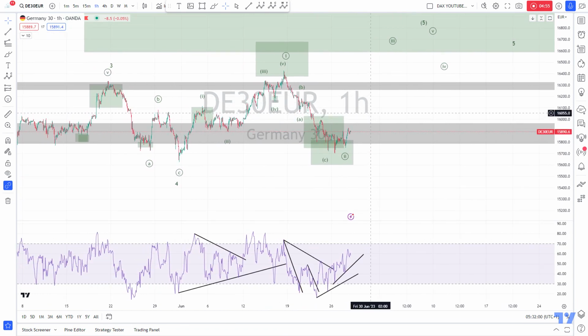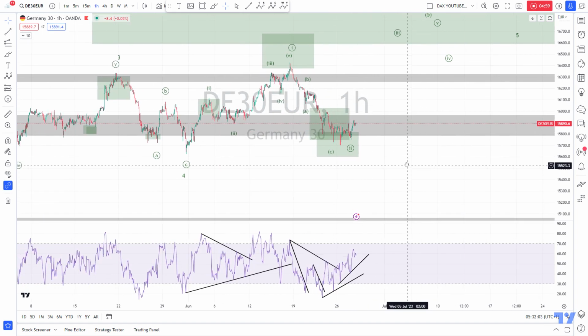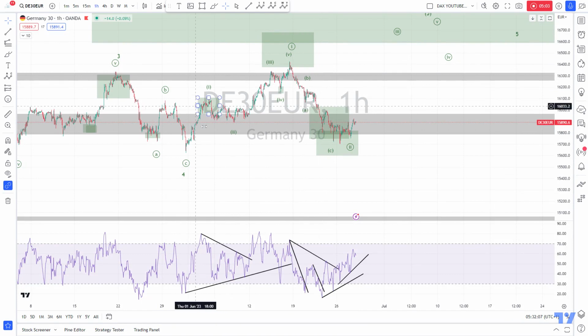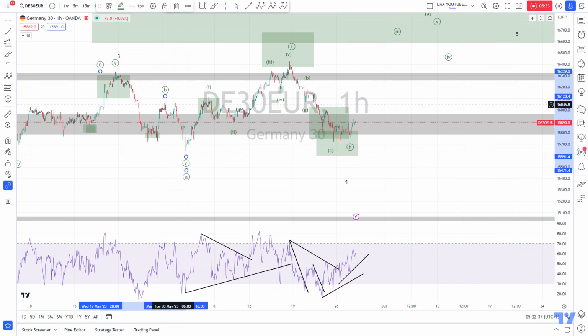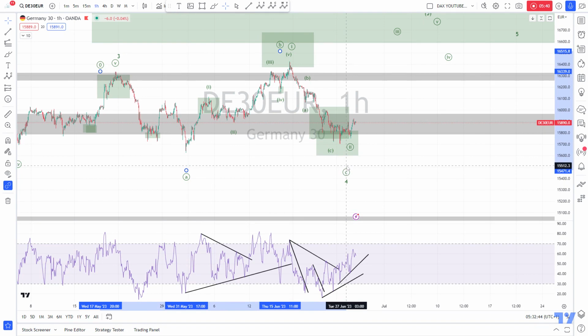I can also have a look at some other scenarios. Another scenario might be that this becomes a strange structure. I mean strange in the sense of a not common structure, such as a flat. If we break this low, I think this is supposed to be bearish, but there might still be a possibility that we do a wave 4 like this, so that this here was our wave A, this here was our wave B, we overshoot wave B, and then we do a wave C like this, as a flat structure. It's an uncommon structure, but it happens sometimes.